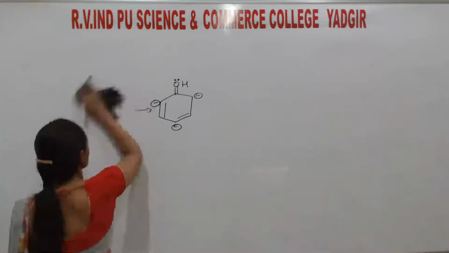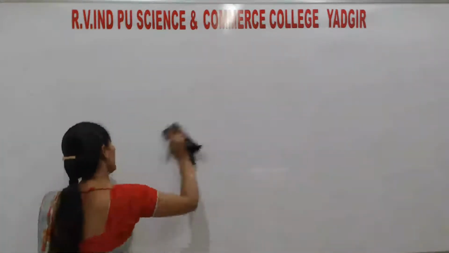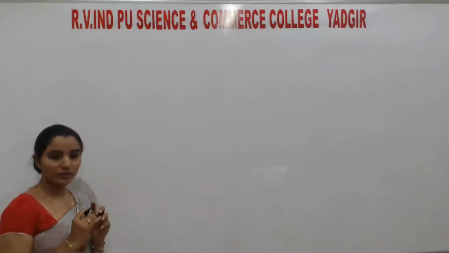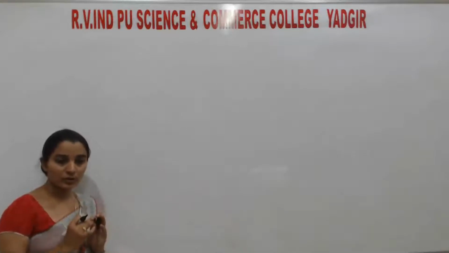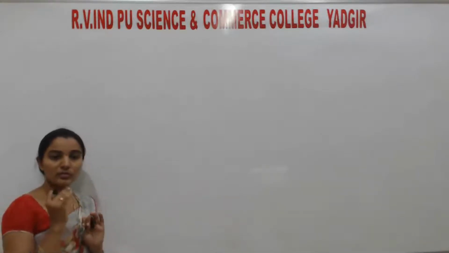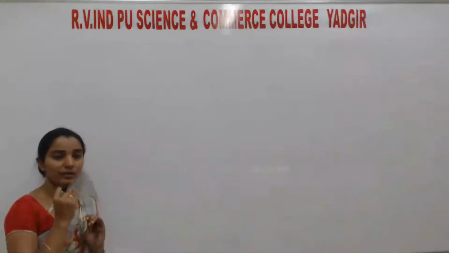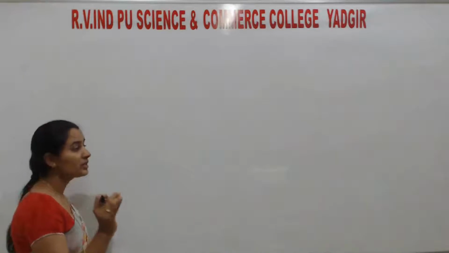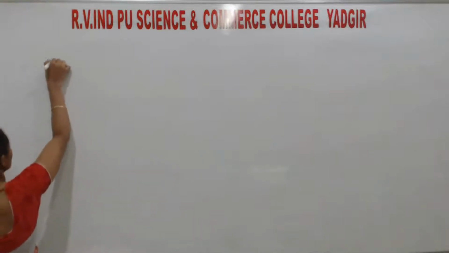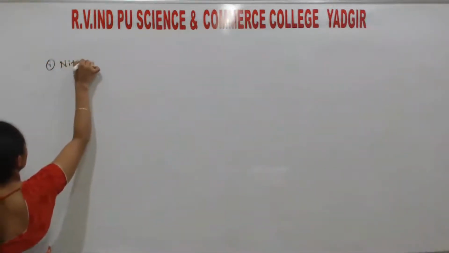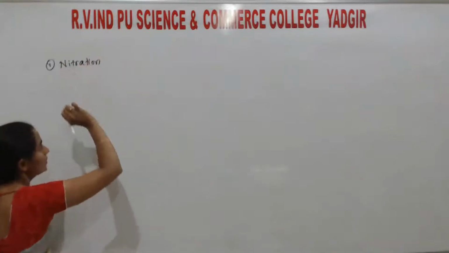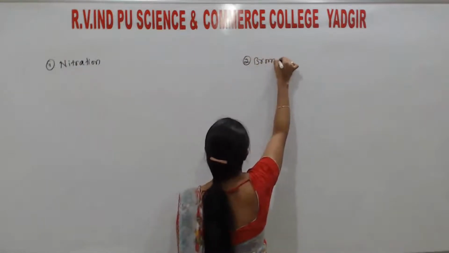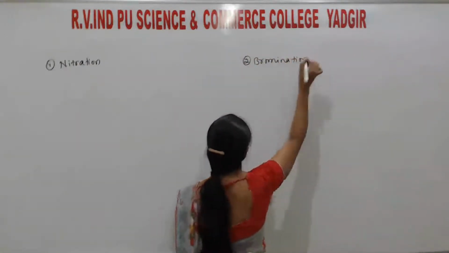Okay, so the next one is when they form ortho and para products. Of course halogenation follows the same, bromination follows the same, nitration follows the same, sulfonation, Friedel-Crafts acylation, Friedel-Crafts alkylation, everything follows the same. But there is a difference in nitration and bromination. What is the difference? Yes.